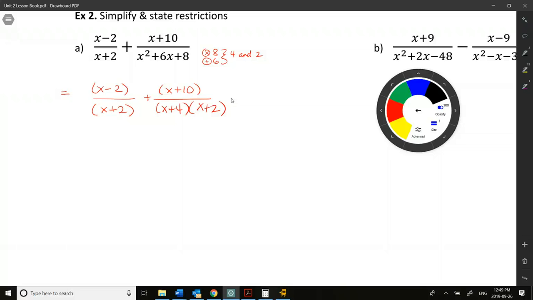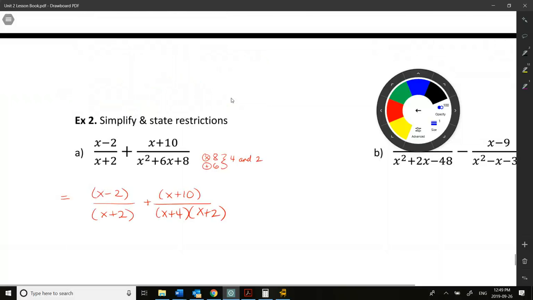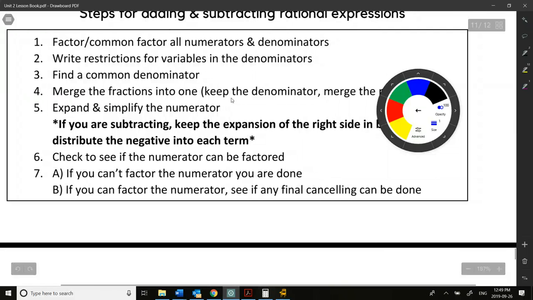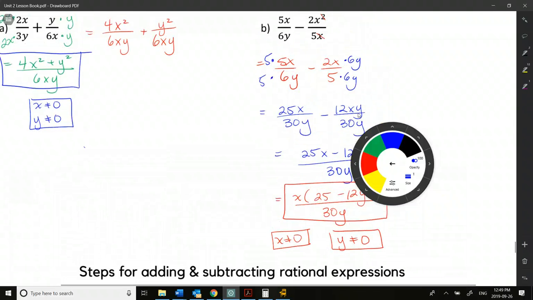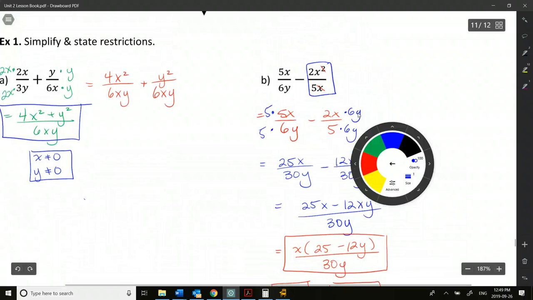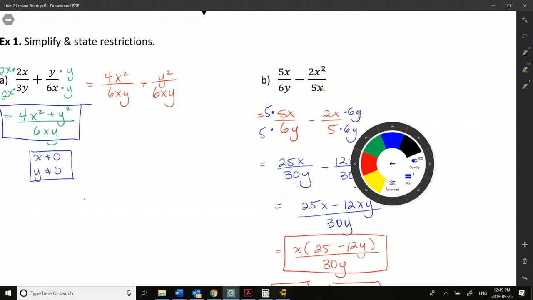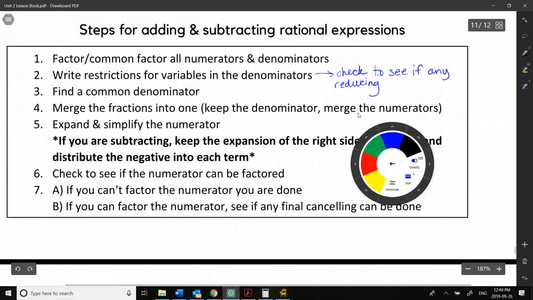If you can cancel at this step, you definitely want to. So I would actually even say, after you do those restrictions and before you find the common denominators, check to see if any reducing can be done in the individual fractions. This is going to make your life so much easier in some cases if you do this at the beginning. So we actually did it up here in this step. We checked to see if an individual fraction could be potentially reduced. So we're going to check to see if any reducing can be done.